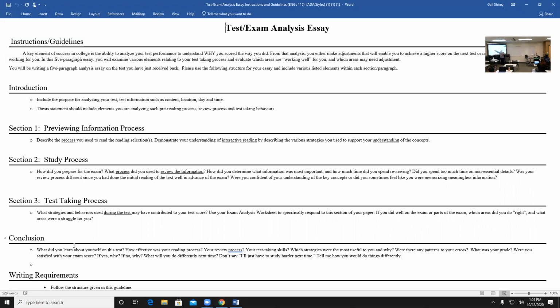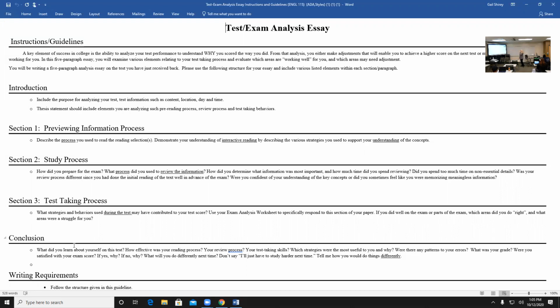Next, the next section, next paragraph. Study process. This is where you're talking about what did you do to study? What did you do to review the information? How did you determine what was important? Tell me, how much time did you spend reviewing? Did you spend too much on details? How was the review process different from the reading process?